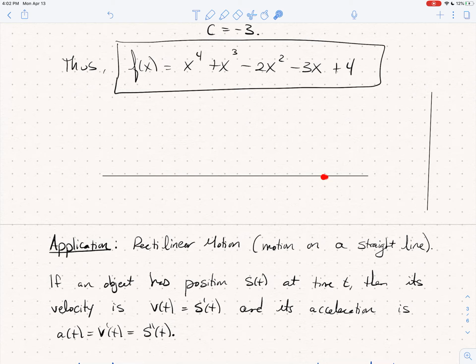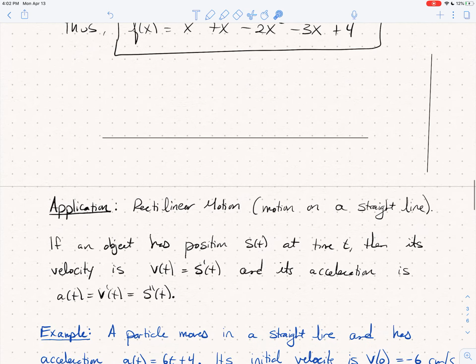Maybe you can certainly go forward and bounce back and forth. Maybe you've got like a ping pong ball bouncing between two walls. That's motion on a straight line. Maybe you're going to drop a rock from the top of a cliff. Maybe you're going to shoot an arrow straight up. It's going to go up, up, up, slow down, and then fall back down. So any kind of motion that happens on a straight line is what we're interested in.